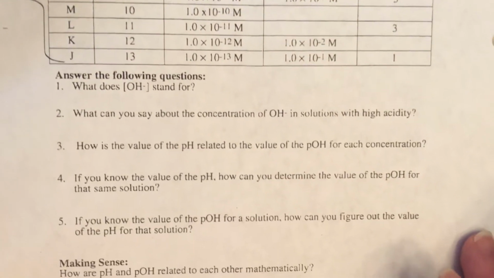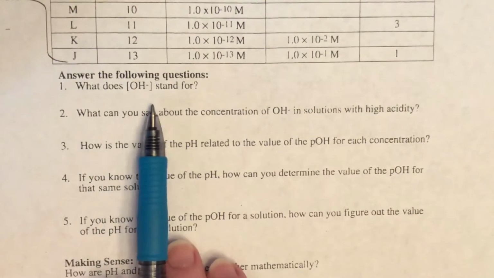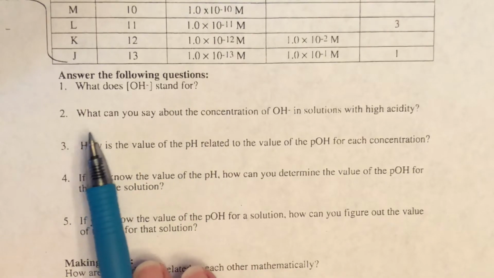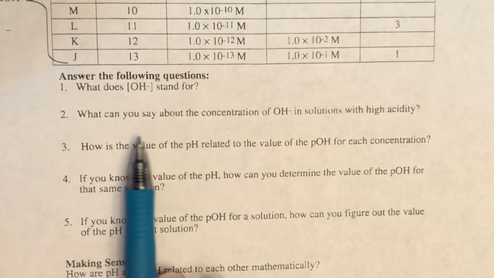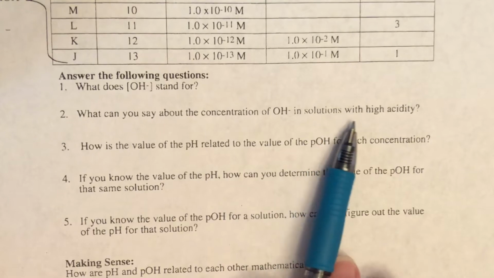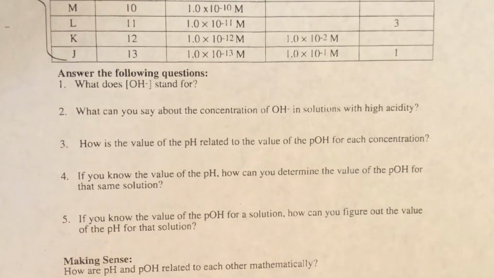All right, and then down at the bottom, it's asking you some questions, like what does OH negative actually stand for? Make sure you mention concentration, because those are the brackets, and then it should be in molarity. Another question: what can you say about the concentration of OH in solutions with high acidity? They're really just asking how much you would actually have. If I'm really high acid, you should have much lower OH concentration. If I'm a strong acid, I'm not going to have as many OH. I'm going to have lots of H ions in solution.